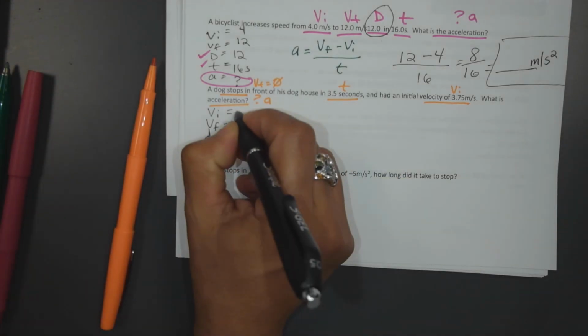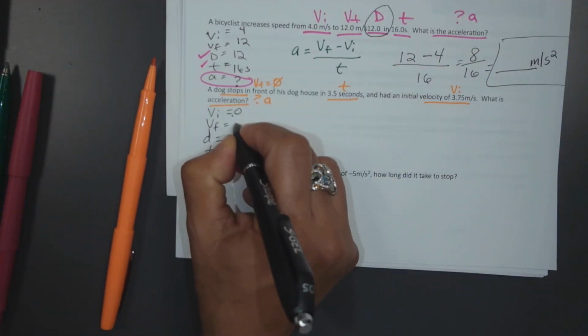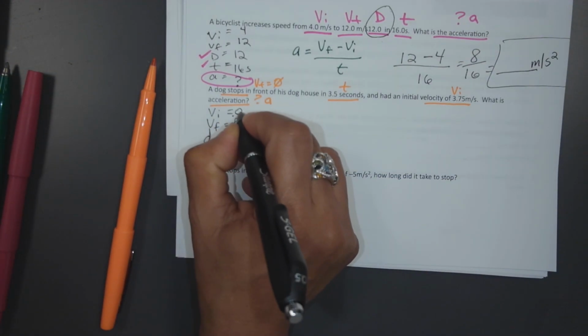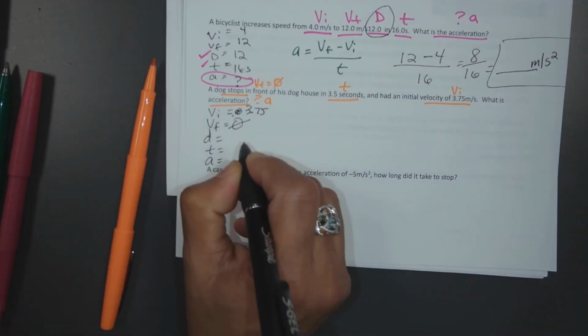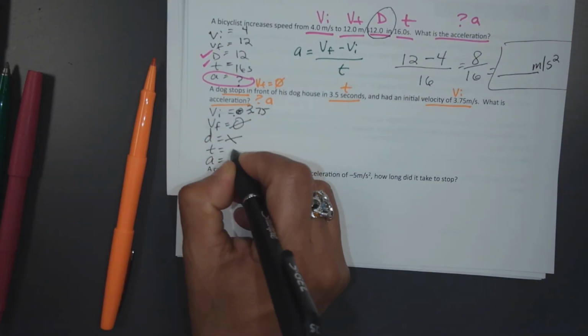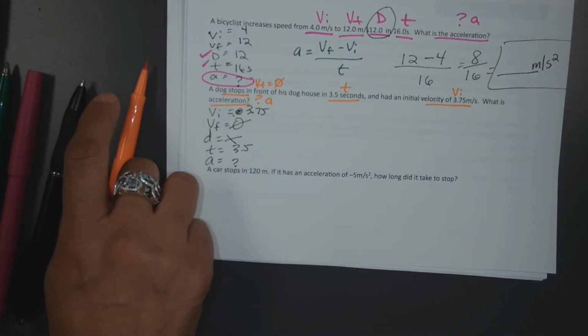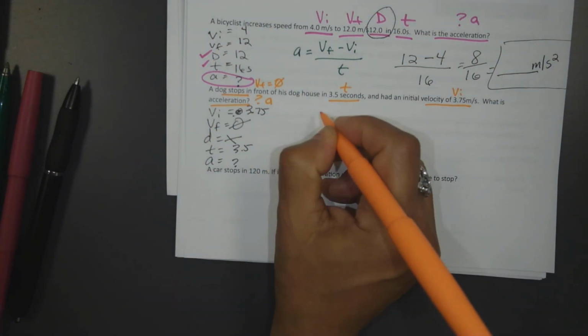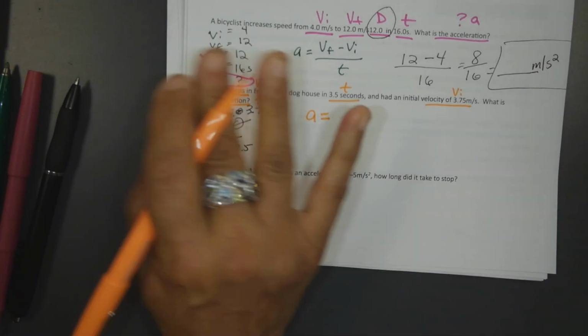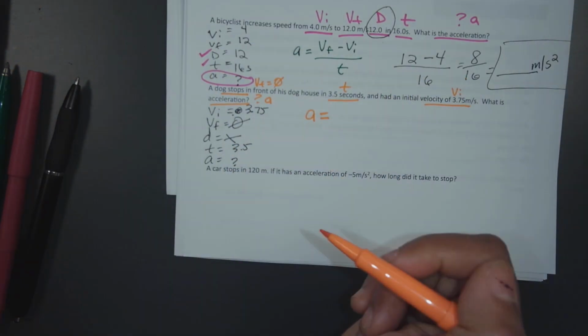So VI here is 0. Oh, sorry, VF is 0. VI is 3.75. Distance was never given. T was 3.5. A is my unknown. Going through the flow chart, it's asking me, was distance ever used? And that's a no, because I can see it over here.